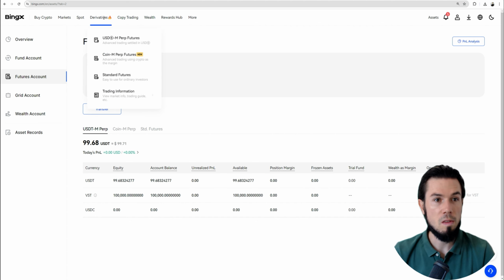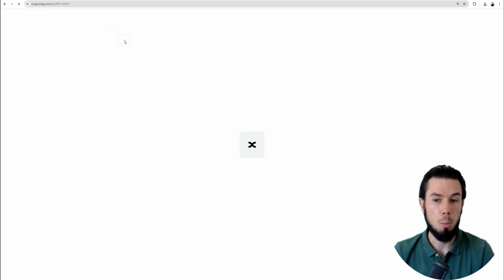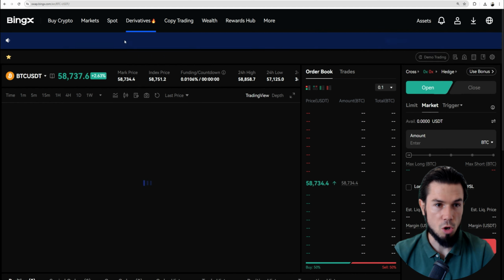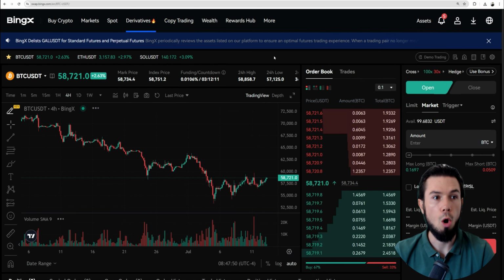USDT, going towards the derivatives top left corner. This is the next step you want to do once you have your resources in your futures account. USD-M perpetual futures, that's what you would like to go for. This is basically the place where we are actually trading with leverage on the futures market with derivatives on BingX.